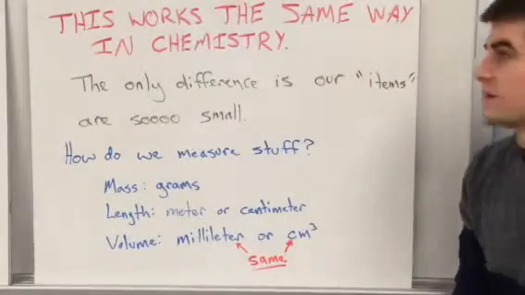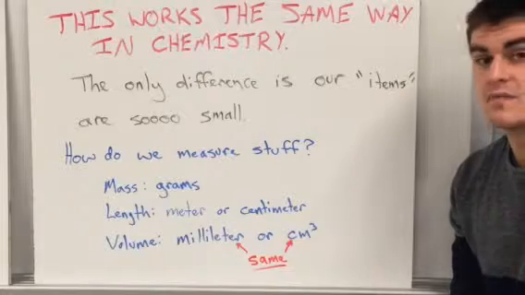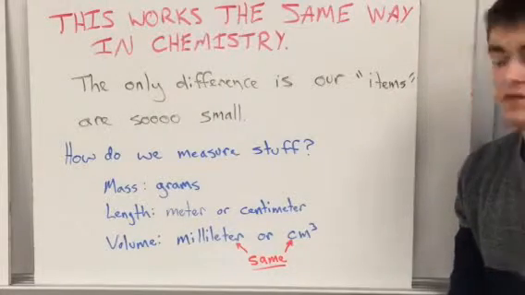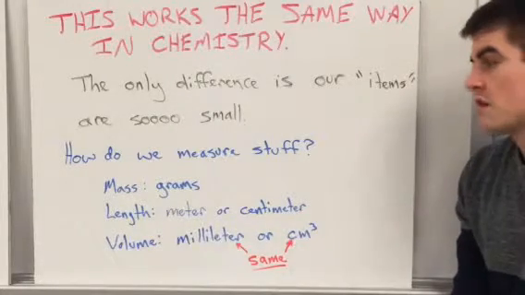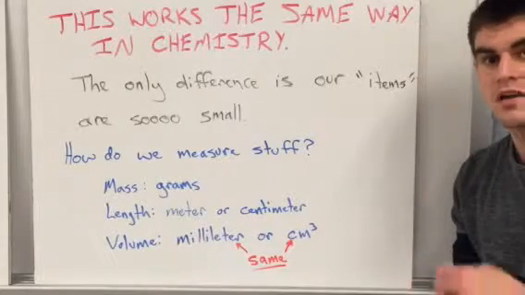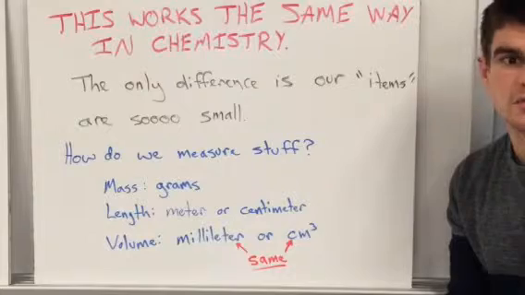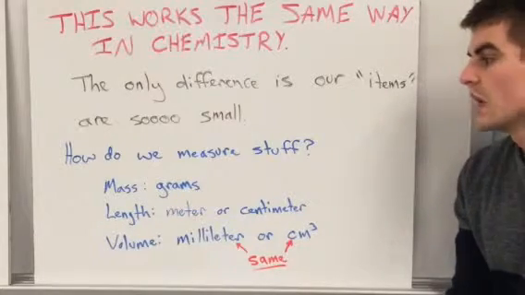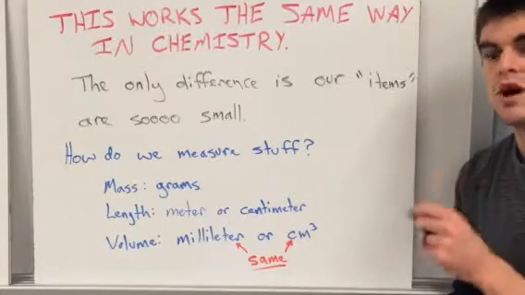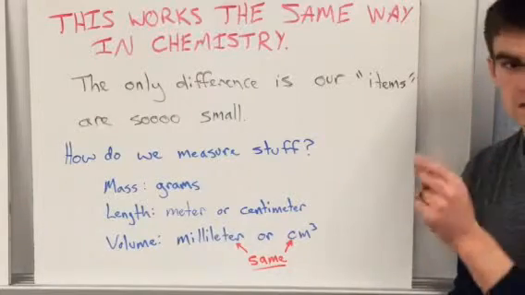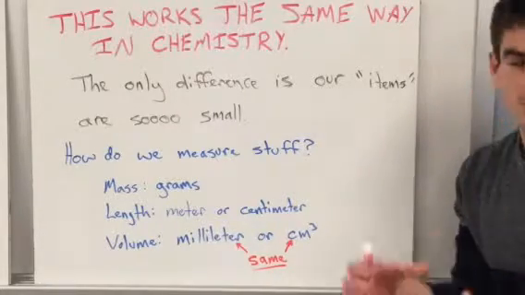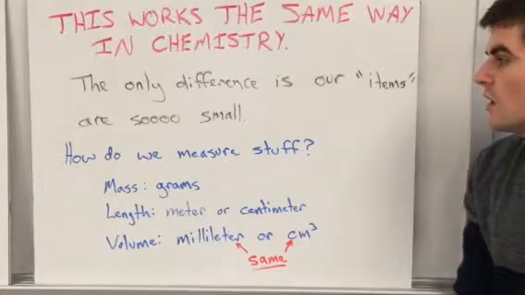This works the exact same in chemistry. The only difference is our items are really small. We're talking about atoms. We're talking about molecules. We're talking about ionic molecules, which we call formula units. We're talking about much, much, much smaller entities, smaller pieces, rather than a donut, which is very tangible.